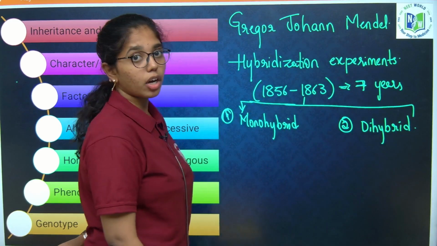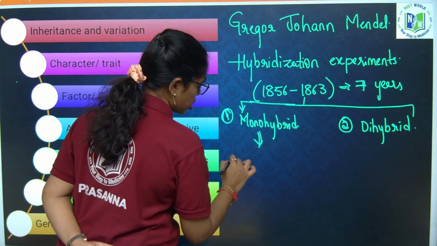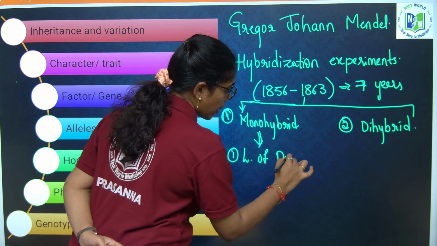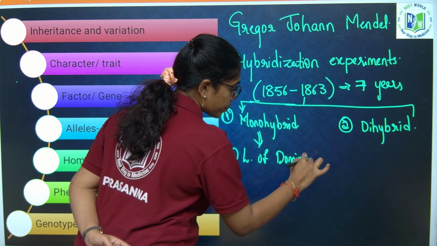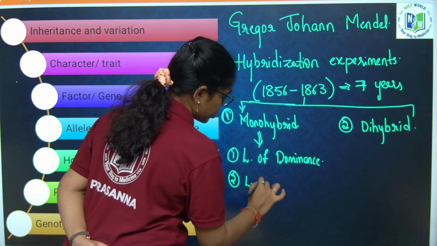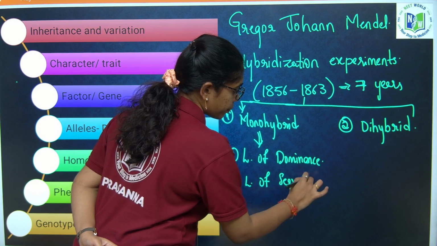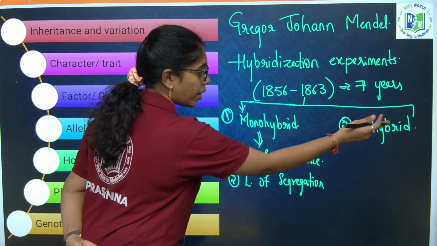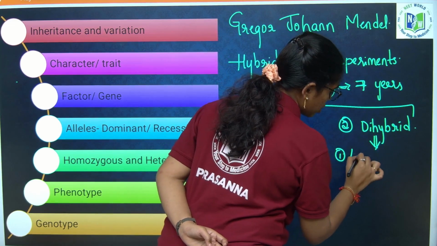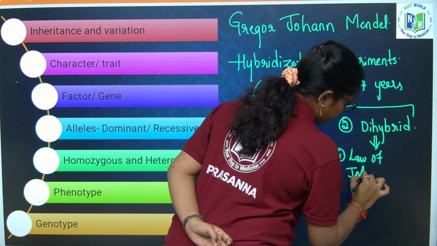From the monohybrid cross, Mendel derived two laws of Mendelian principles. One is the law of dominance and the other is the law of segregation. From the dihybrid cross, he derived one law, that is the law of independent assortment.